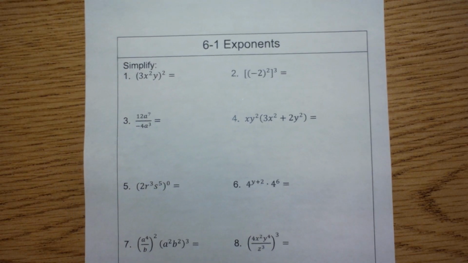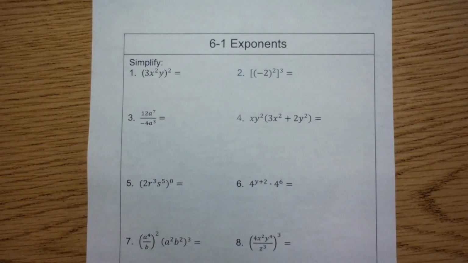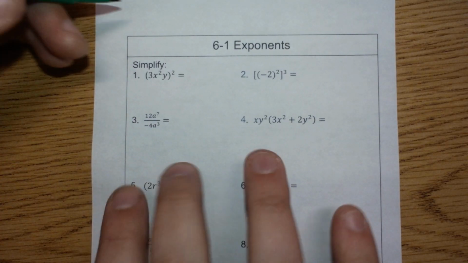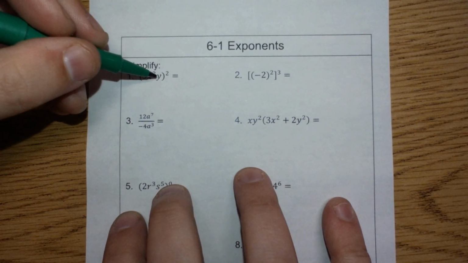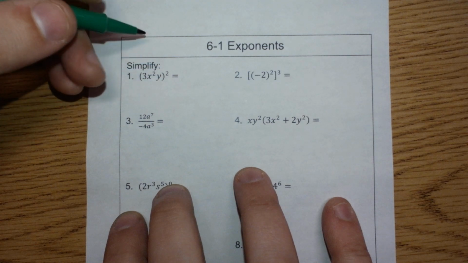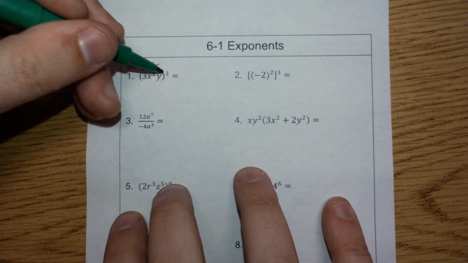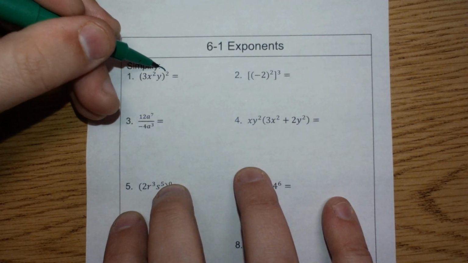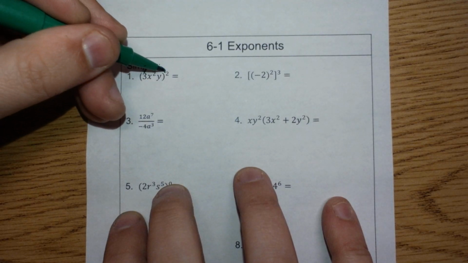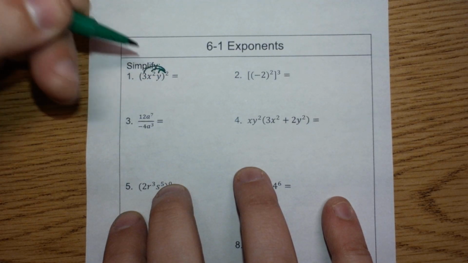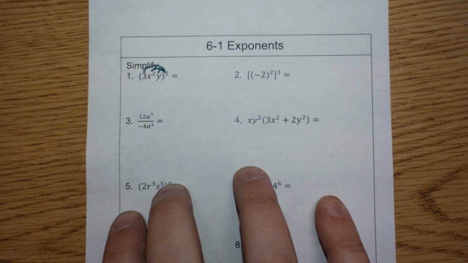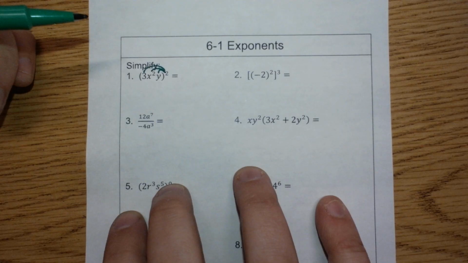So starting out with this first example, what we have is 3x squared y, then that's going to be squared. And so kind of what happens every time we have parentheses is that this 2 is going to get applied to every single part of this. And so first of all, let's think about what does it mean when we're squaring something.